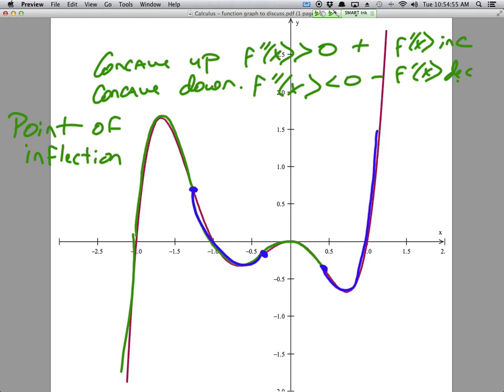So that's what we want to do today: look at the first derivative and determine concavity and determine points of inflection. That's our goal today.